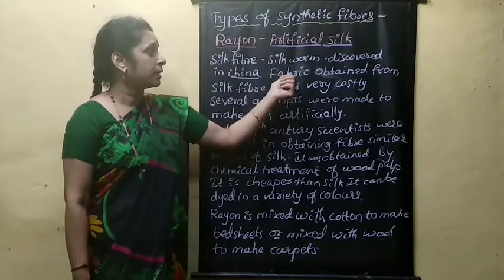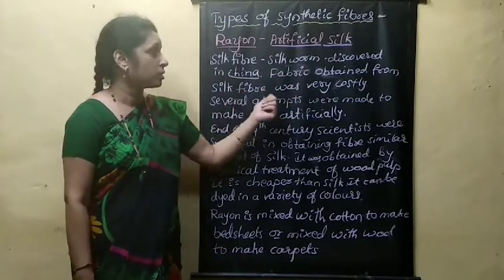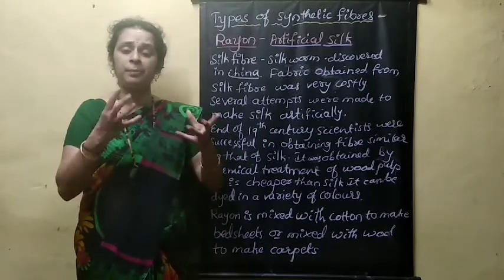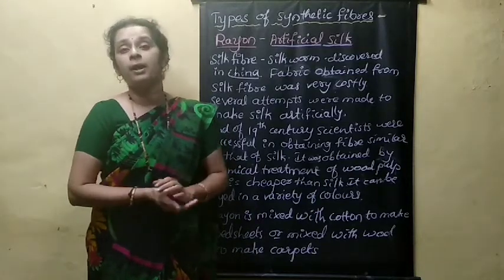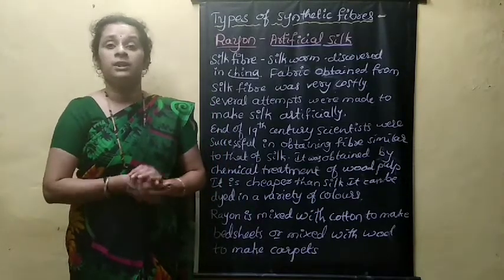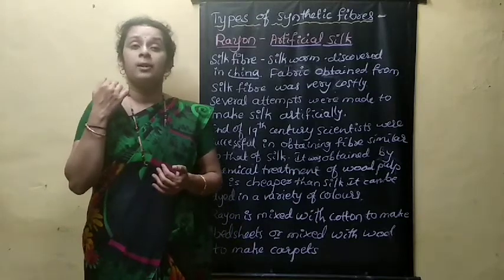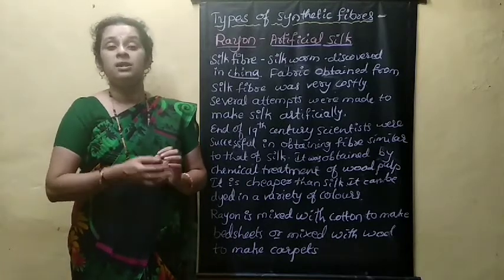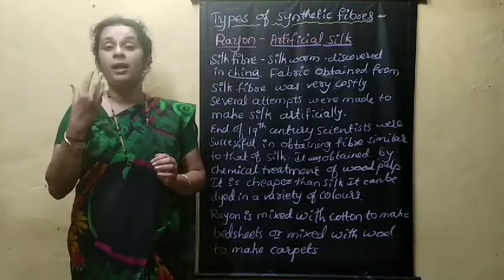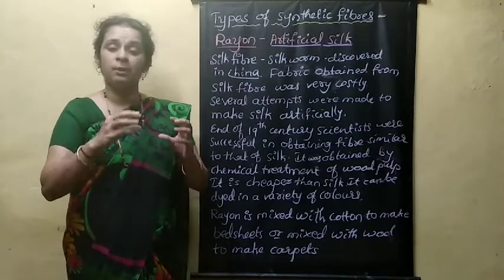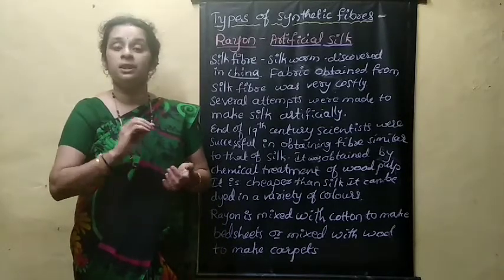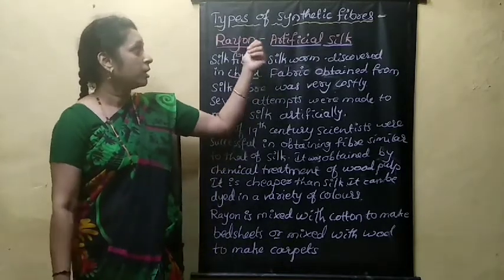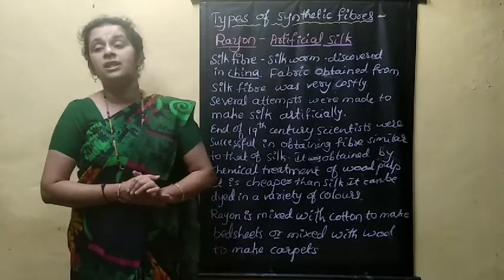The fabric obtained from silk fiber was very costly. Silk sarees are very costly. So scientists made many attempts to find the same type of silk artificially, with the same texture, using some chemicals. That's why it is called rayon, also called artificial silk.